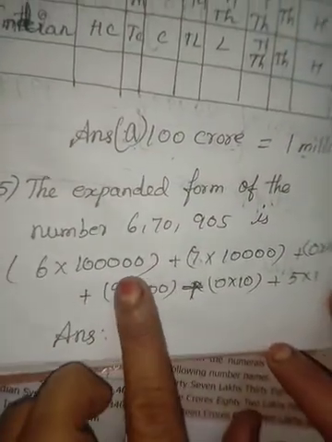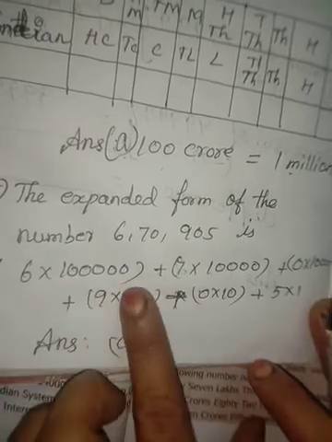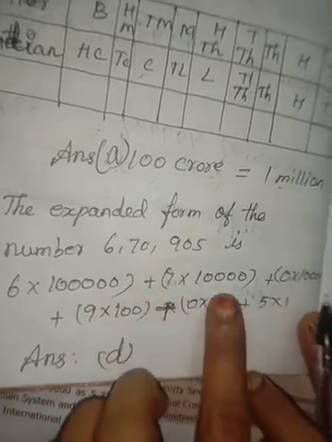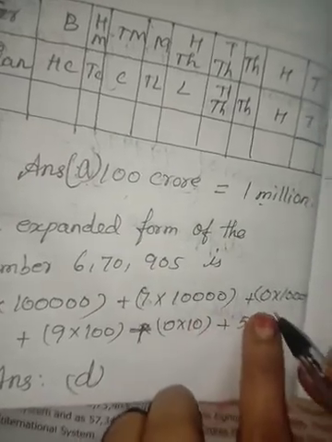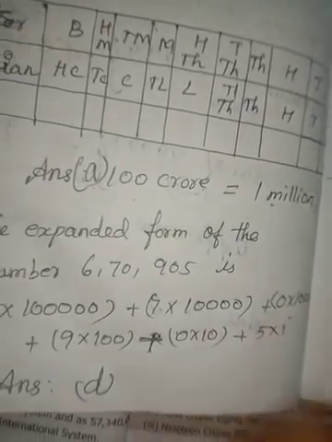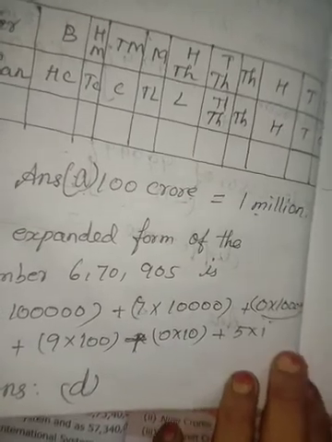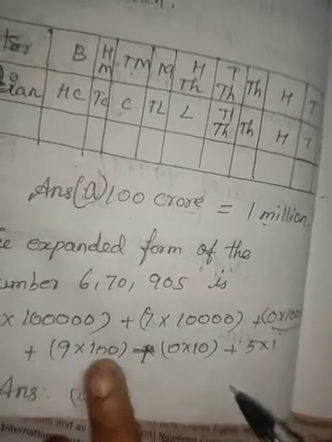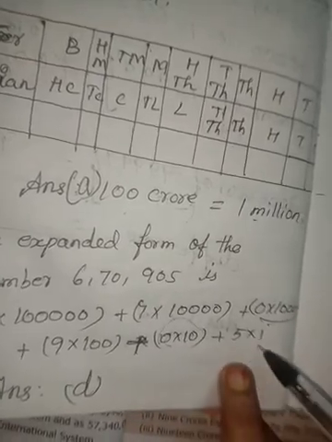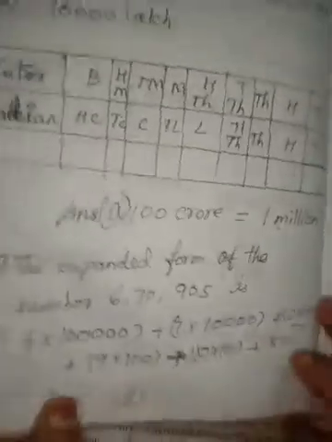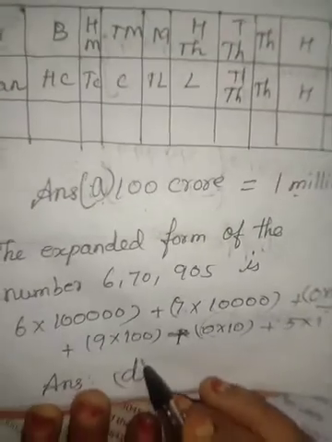So I write 6 into lakhs, 6 lakhs, 7 into 10,000, 70,000. Here 1000 is not given, so I didn't write it. Then 9 into 100, 900. 10s are also not given. So 5 ones, 5 into 1. The correct option is option D.